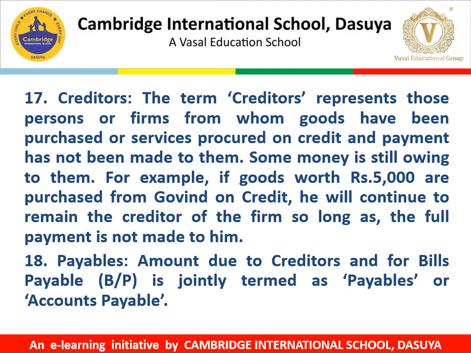The next term is payables. Amount due to creditors and for bills payable is jointly termed as payables or accounts payable.